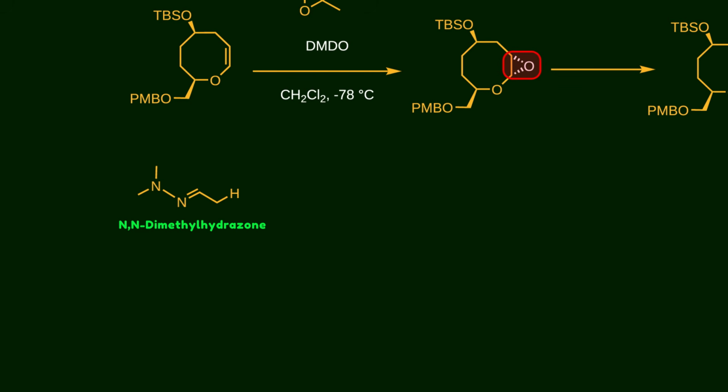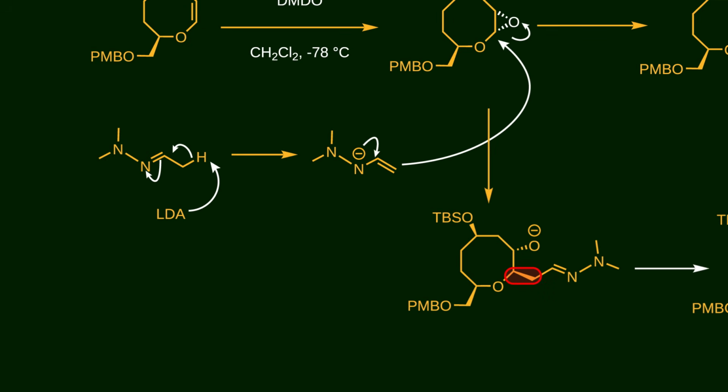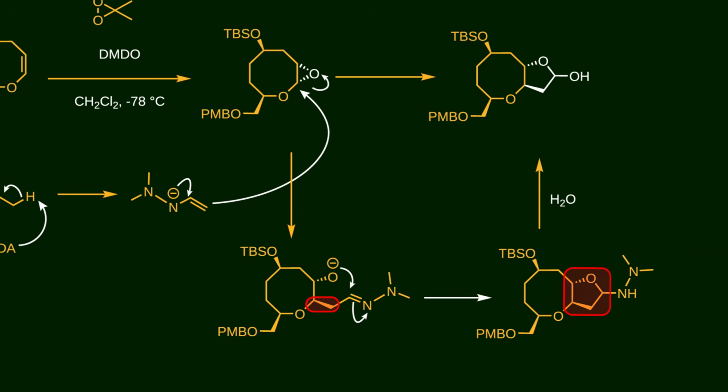Firstly, LDA abstracts this proton. Subsequently, the nitrogen accepts the electrons and becomes a negatively charged species. Now it acts as a good carbon nucleophile which attacks the epoxide ring via an SN2 reaction, opening it up. Notice that this stereocenter is inverted during the reaction. Now the negatively charged oxygen attacks the imine bond to create a 5-membered ring. Hemiacetal is obtained after hydrolysis.